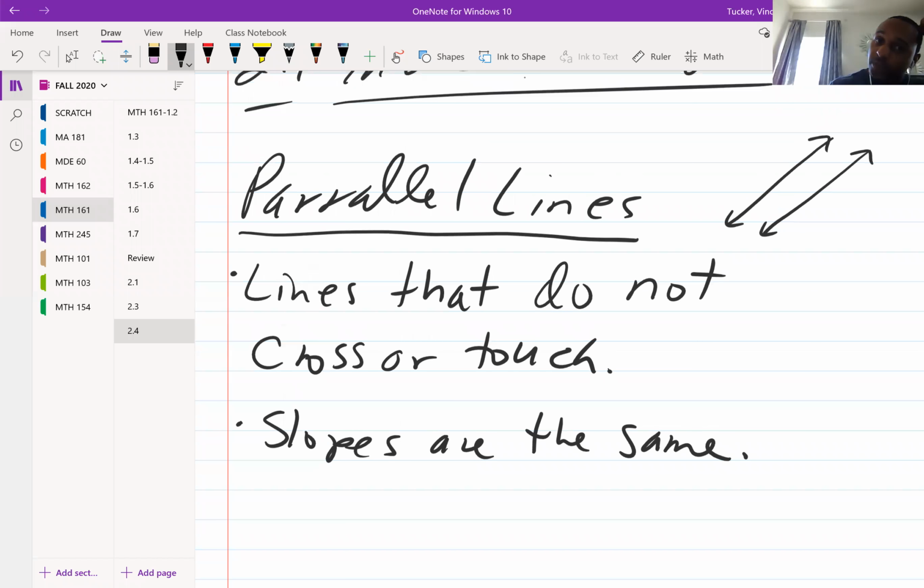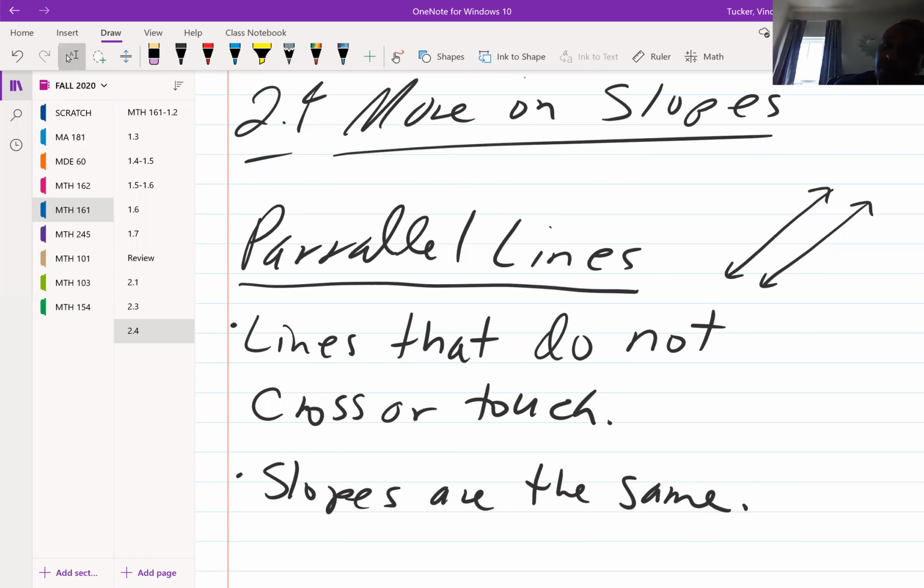All right, so the first thing we're talking about in this section are parallel lines. They are lines that do not touch or cross, and that means they will have the same incline, or in other words, the same slope.